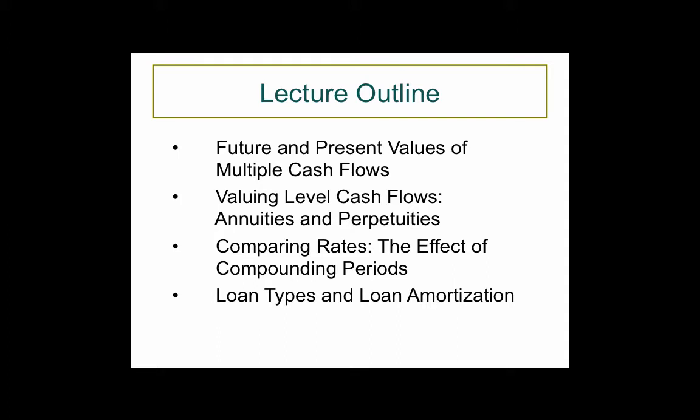We're going to talk about uneven cash flows or multiple cash flows. We're going to then talk about even cash flows with annuities and perpetuities. We're going to talk about EAR versus APR when we're talking about compounding. And then we're also going to talk about different types of loans such as amortization.